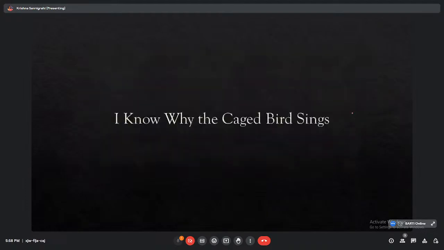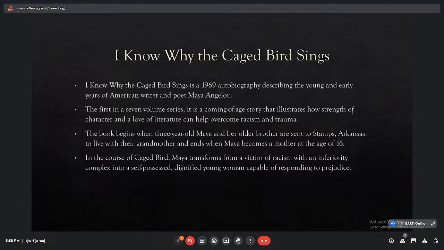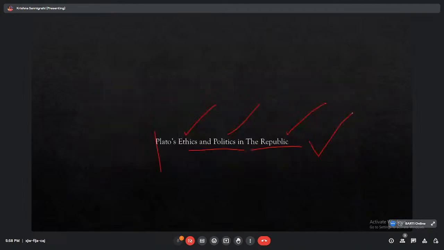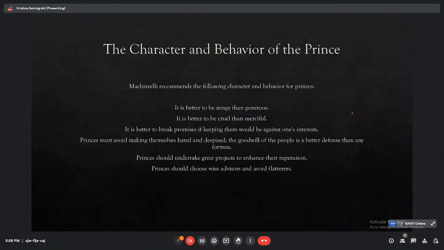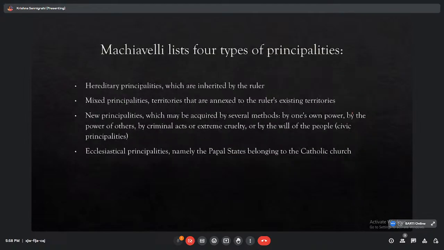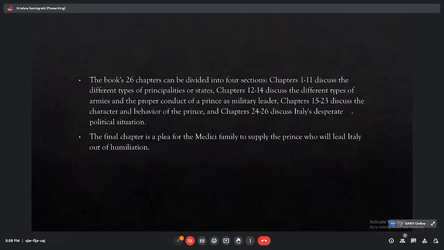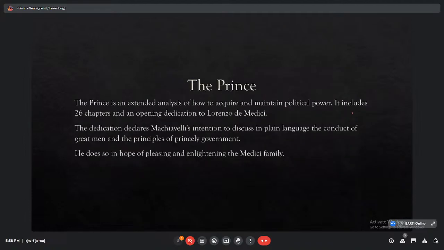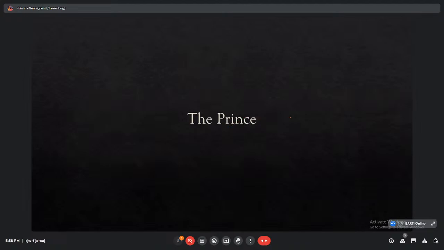And then, as we discussed, I Know Why the Caged Bird Sings by Maya Angelou, which again gives us the idea of black feminism, of women, of racism, of the plight of the black woman. And then the other work which we discussed was The Prince by Machiavelli, which talks about the different principalities and the way to acquire and maintain political power, and includes 26 chapters and an opening dedication to Lorenzo de Medici.